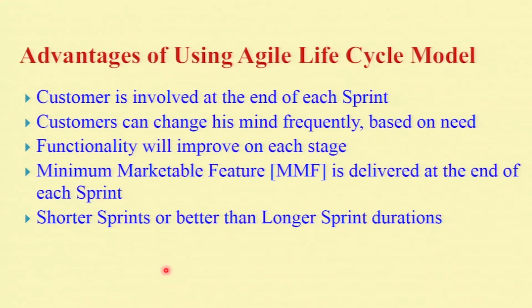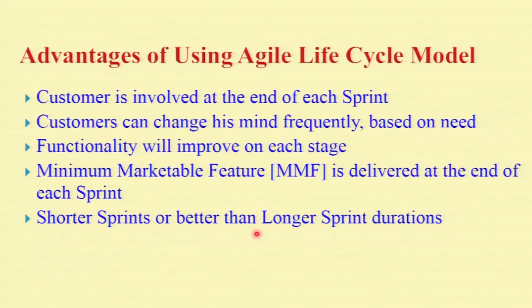Then what are the advantages of using an agile life cycle model? The customer will be involved in each and every activity of the sprint or at the end of the sprint. The customer can change his mind frequently based on his need and desires. So the functionality will improve at each stage. A minimum marketable feature will be delivered at the end of each sprint. Shorter sprints are better than longer sprint durations.